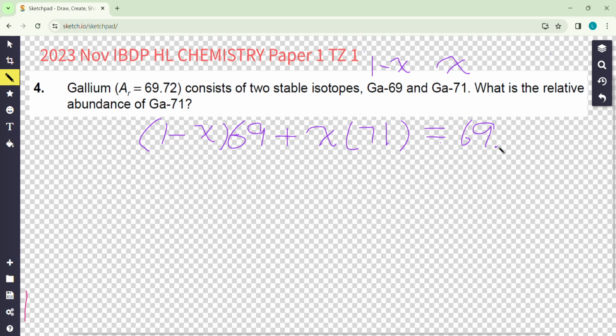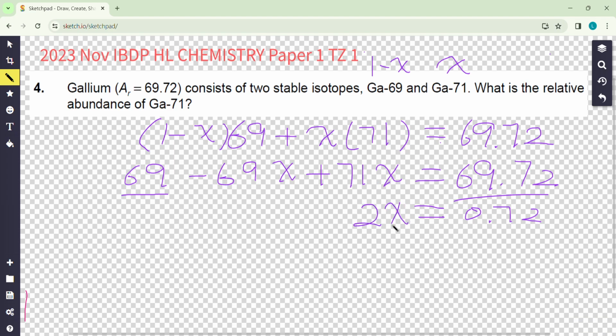69.72. I understand that with our calculator it is a little bit complicated, so just do it slowly. So this is 69 minus 69x plus 71x equals 69.72. So subtract these two. On the right hand side will be 0.72, and the left hand side 71x minus 69x, so it is 2x. So move to the right hand side, so x equals 0.36.